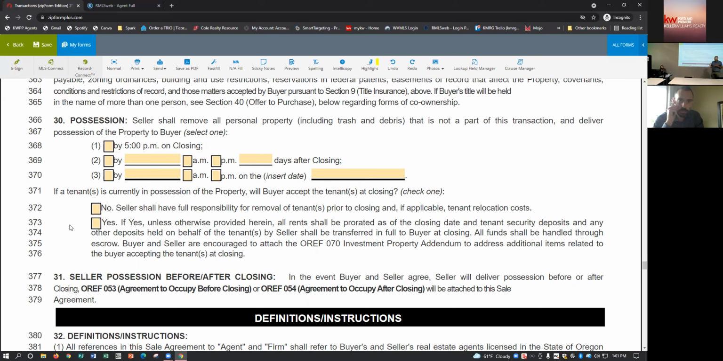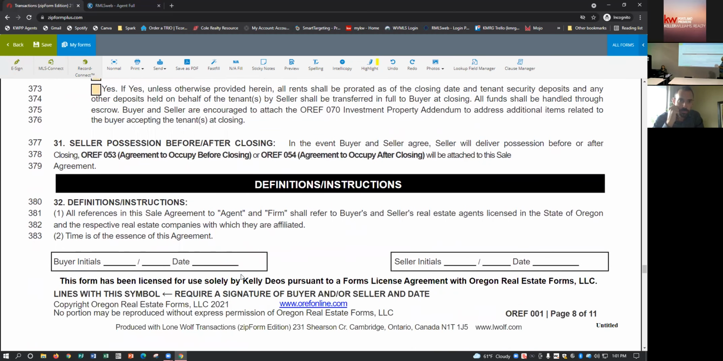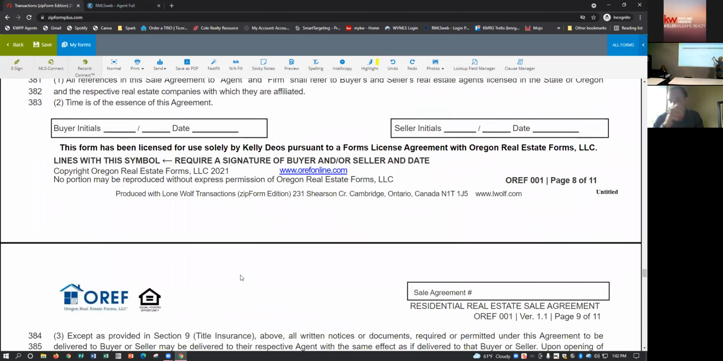It could get into a situation where your client might have to accept the tenant and they don't want to. If they're buying a duplex or something like that, that'd be a case where they may have to accept the tenant. And then we go through a bunch of definitions and instructions.